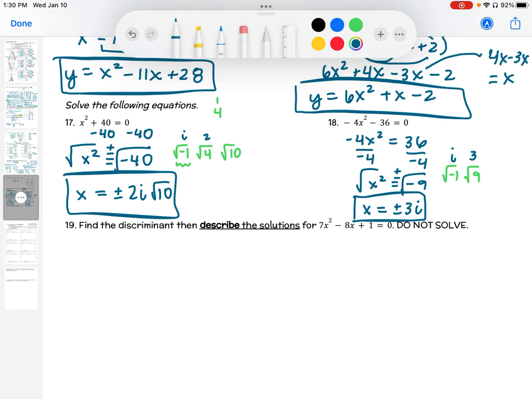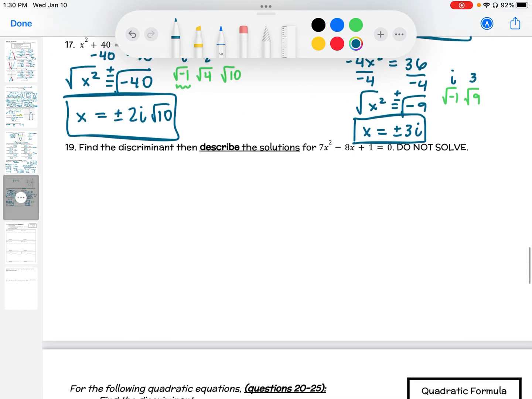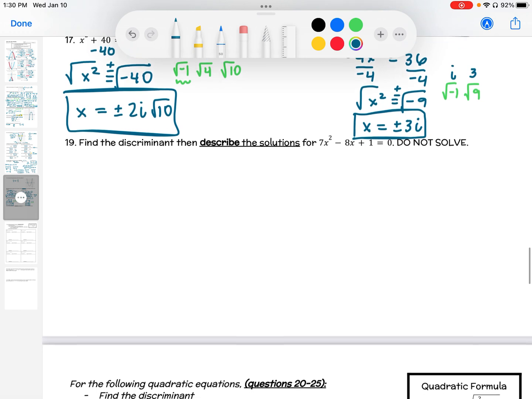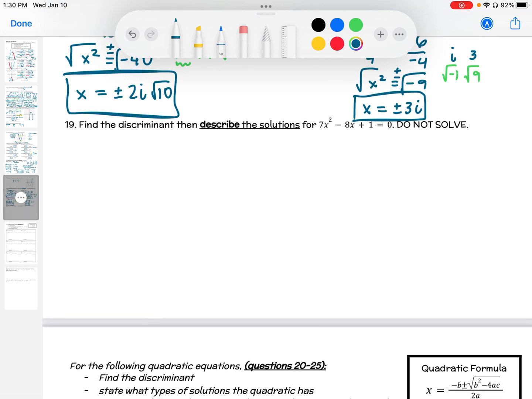All right, number 19. So this is where we want to find the discriminant. Remember, the discriminant is b squared minus 4ac. So on your test, you will be given the quadratic formula, but I'm not going to tell you what the discriminant is. So it's up to you to remember this. So if you're making your note card, I would suggest putting that your discriminant is b squared minus 4ac.